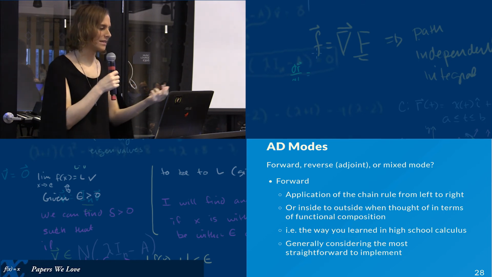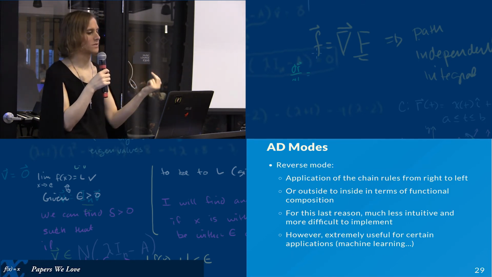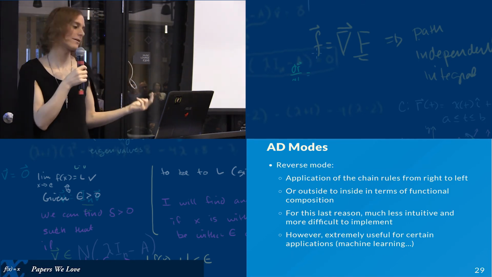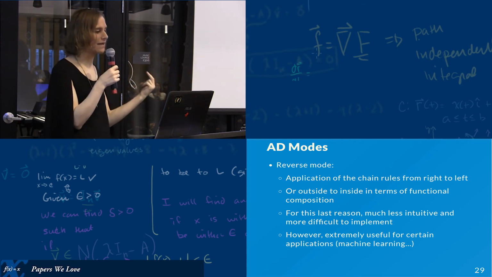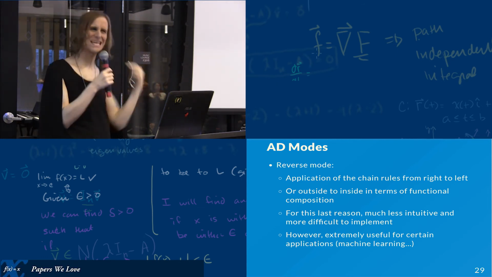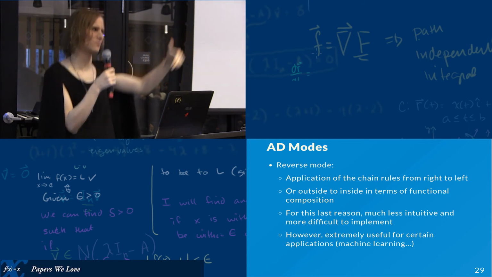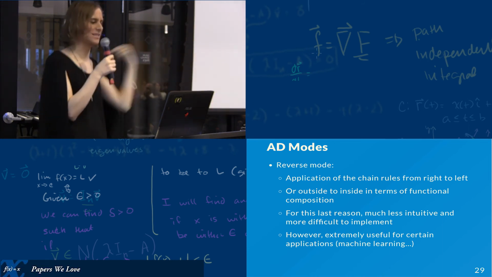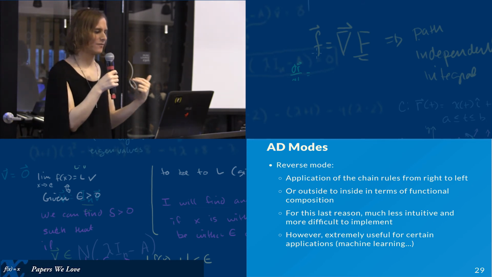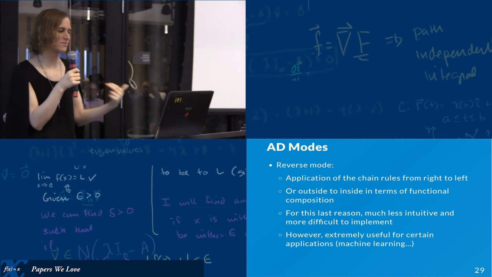Reverse mode, though, is the really counterintuitive one if you think about it in terms of traditional calculus. The chain rule goes from right to left, and composition goes from outside to inside, which is quite odd, because you have to generate the functions beforehand and then go back and differentiate them. And so for these reasons, it's much more difficult to implement.